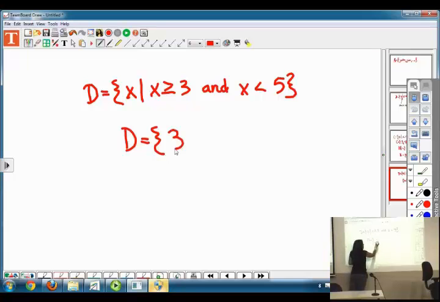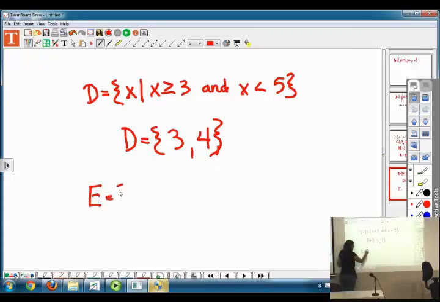So I go 3, then 4. Can I put 5? No, because I also want X values that are less than 5, strictly less than 5. So I don't include 5. I just end it right there. So set D only represents the numbers 3 and 4.